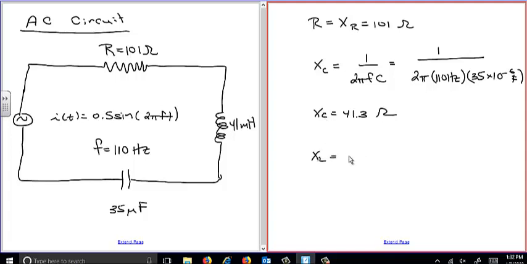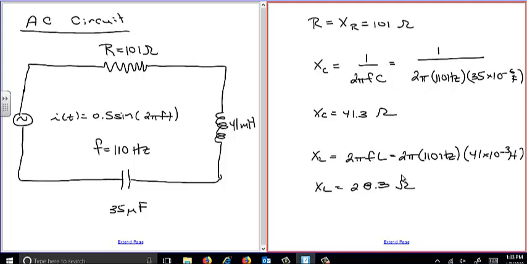And then we have the inductive reactance, which is equal to 2 pi f times L. So we have 2 pi times 110 hertz times L, which is 41 times 10 to the minus 3 henries. So we have to convert millihenries to henries. So 2 times pi times 110 times 41 e to the minus 3 power is 28.3 ohms. Make sure you're showing all these units. They're all ohms.